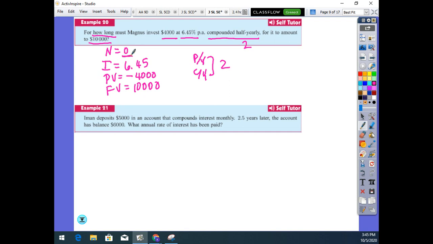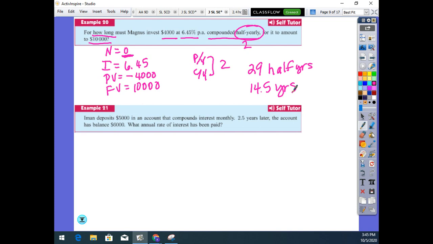Then put your cursor back onto N, hit the green alpha, enter to solve it. Now, be really careful. This is 29 half years, correct? Because this is half yearly. Our time period is half yearly. So that means if this is half years, divide that by 2. If we have 29 half years, we actually have 14.5 total years.